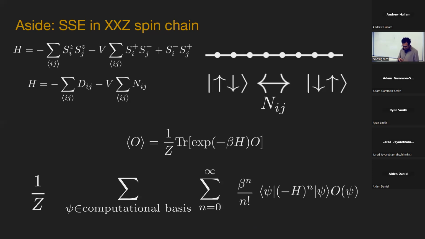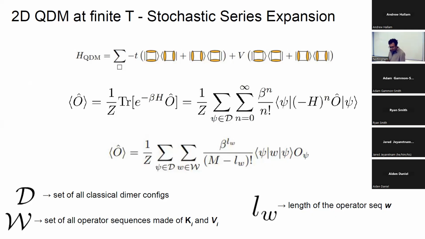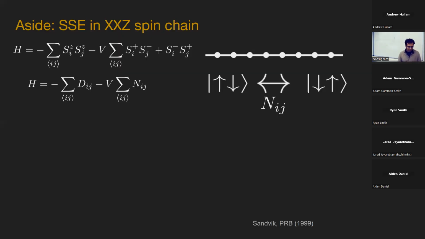It's a little hard to explain this with the dimer configuration because there were 2 + 1 dimensions. So I'll explain this with the 1 + 1D XXZ chain. I think the original algorithm by Sandvik was described in this model. I might be wrong, but the stochastic series expansion in the XXZ chain can be written this way. By the way, the XXZ chain has a ZZ interaction and an interaction in the XY plane, whose coefficient I'm calling V.